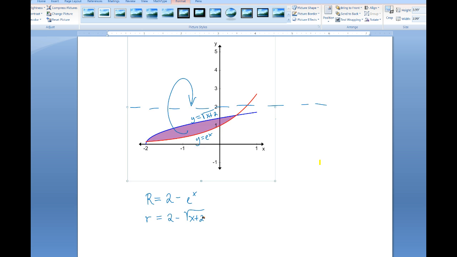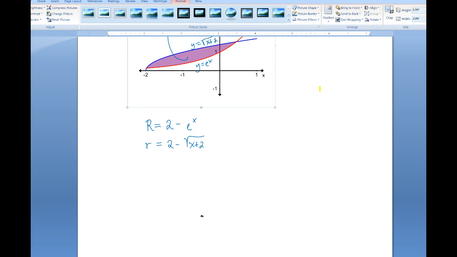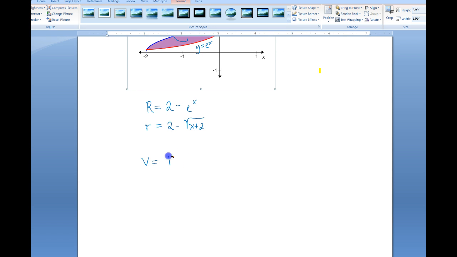Okay, so now we want to set up for our volume. Now the bounds haven't changed because everything is still in terms of x. So it's going to be negative 1.981 to 0.448. So we have (2 minus e to the x) squared minus (2 minus the square root of x plus 2) squared, and this would be dx.